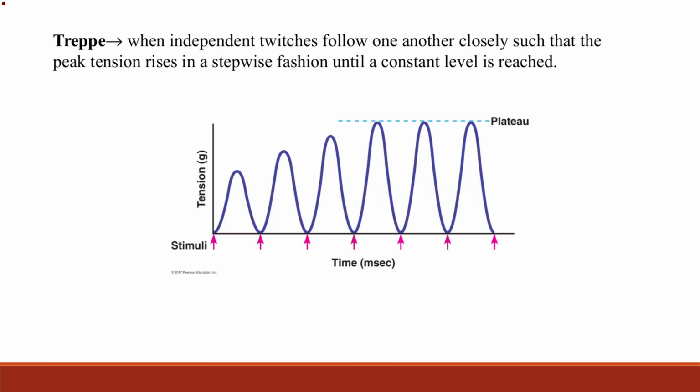Treppe, or staircase effect, we hadn't talked about that. This is where I keep stimulating the fiber. So this is a stimulus, this is a stimulus. Every time I stimulate at regular intervals back to back, I get an increase of the force of contraction. So you see that happening here. I stimulate at each arrow, within regular intervals of time, and I get full recovery, but I stimulate it again immediately. Each time I get a stronger and stronger contraction until I get to a plateau where that contraction is maxed out for that particular muscle.